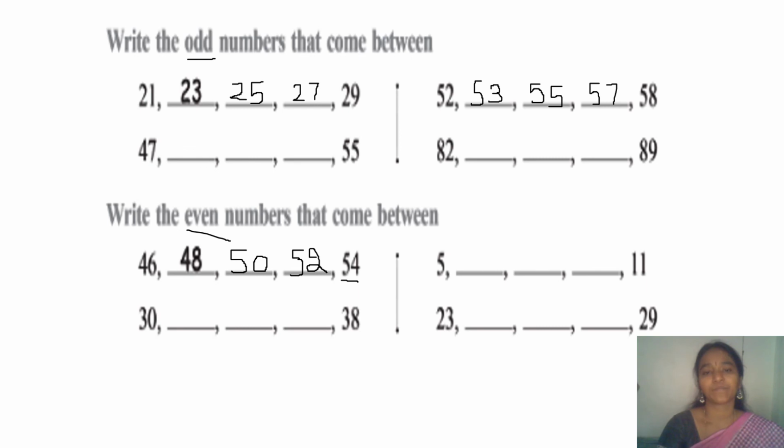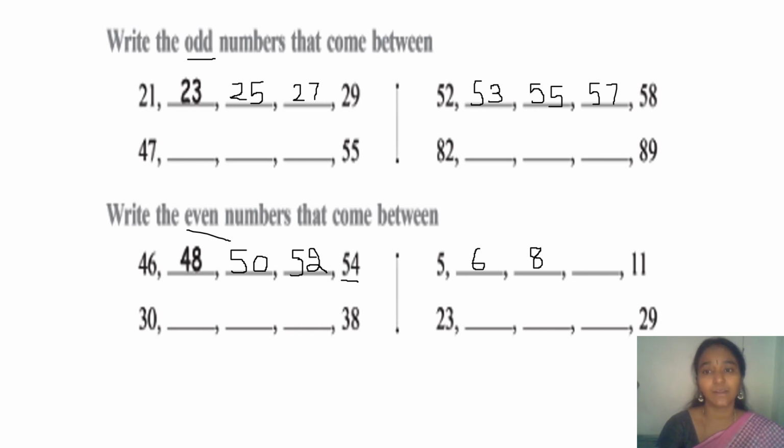Next, you have to write the even numbers that come between 5 and 11. After 5, what is the even? Because as 5 is the odd number, the next number itself is even, which is 6. After 6, 7, which is odd number. So after 7, what is the number? 8. Again, this is an even number. After 8, what is the next number? 9. It is an odd number, so leave it.